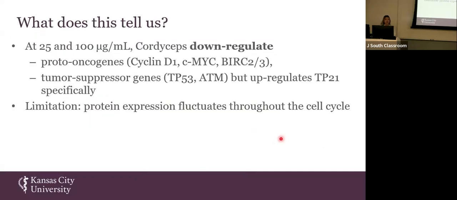So what does this tell us? It implies that cells are receiving fewer go signals, making cells more prone to arrest or death. However, there is a limitation. Throughout the cell cycle, there are different stages, and depending on which stage the cell is in, the protein levels can vary from one stage to another.